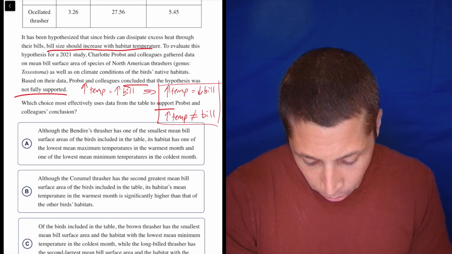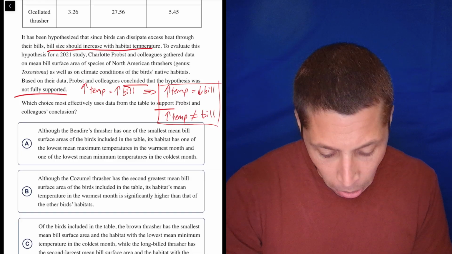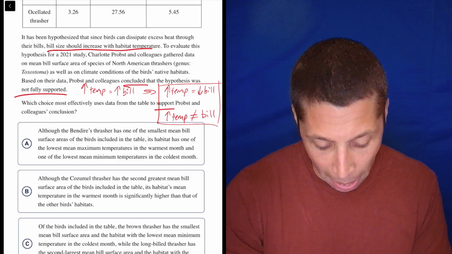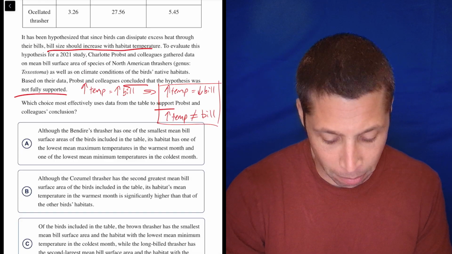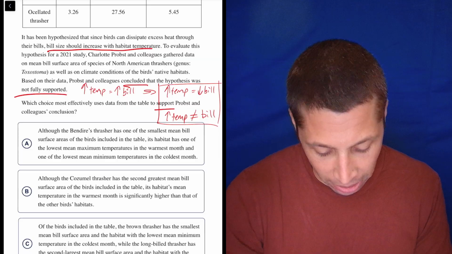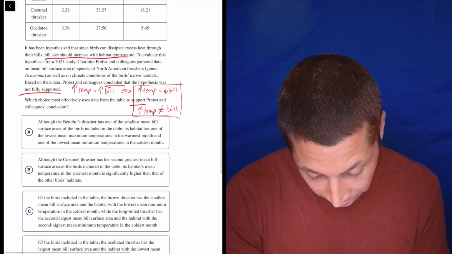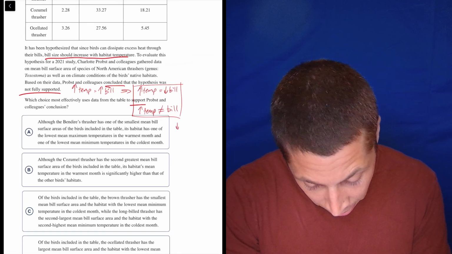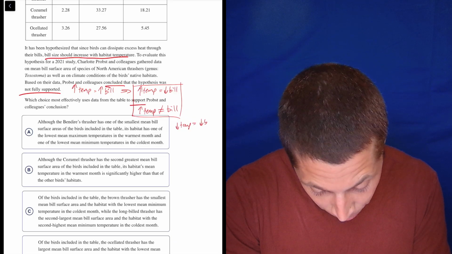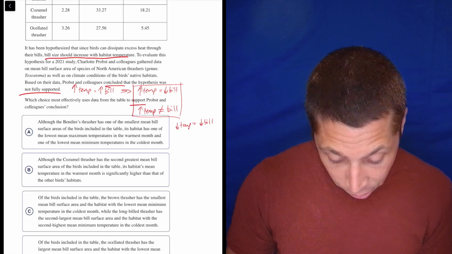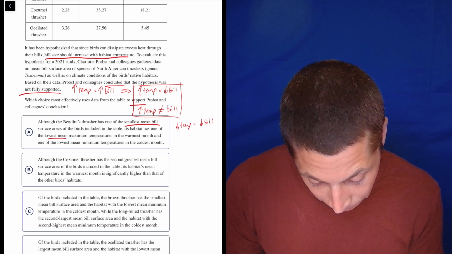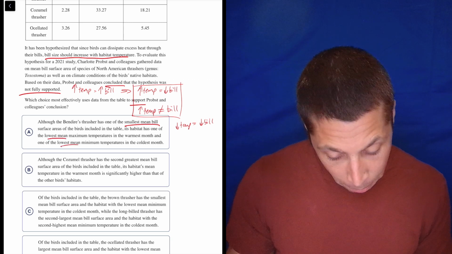So, although the Ben-Deer's thrasher has one of the smallest mean bill surface areas of the birds included in the table, its habitat has one of the lowest mean maximum temperatures in the warmest month and one of the lowest mean minimum temperatures in the coldest month. So, oh boy, okay, so what are they saying, right? This is a small or low temp and a small bill, right? That's what they're saying, right? Has one of the smallest bills and lowest temperature, right? So low temp, low bill.